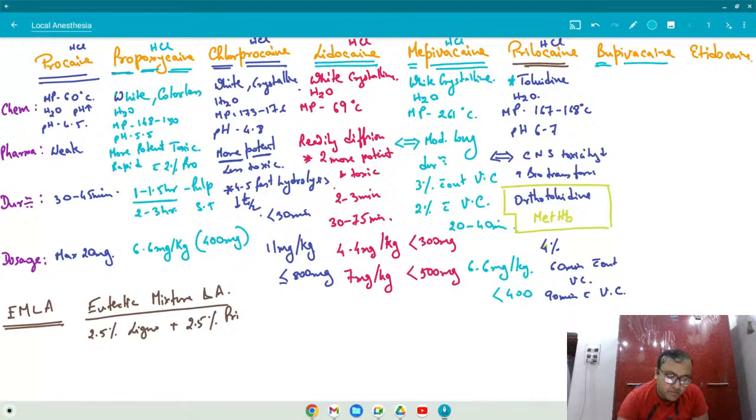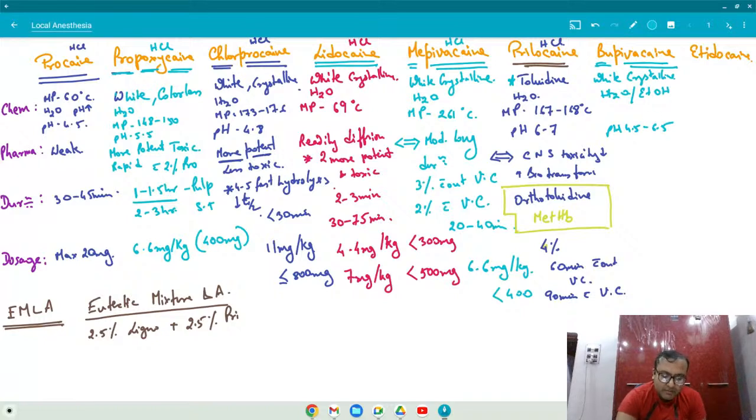Bupivacaine. Let's talk about bupivacaine and see what's here. As far as bupivacaine is concerned, once again, this is a white crystalline powder. It is also water soluble. Remember one thing people say, it's written in the books also, that it is not only soluble in water but also soluble in ethanol. And its pH is 4.5 to 6.5.